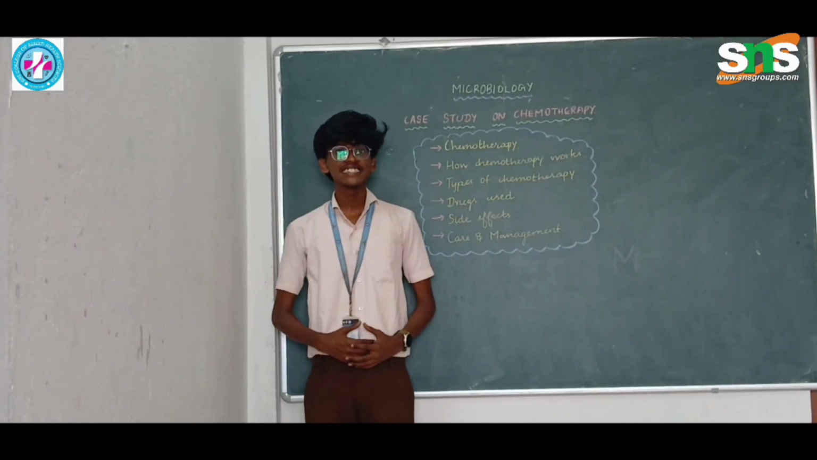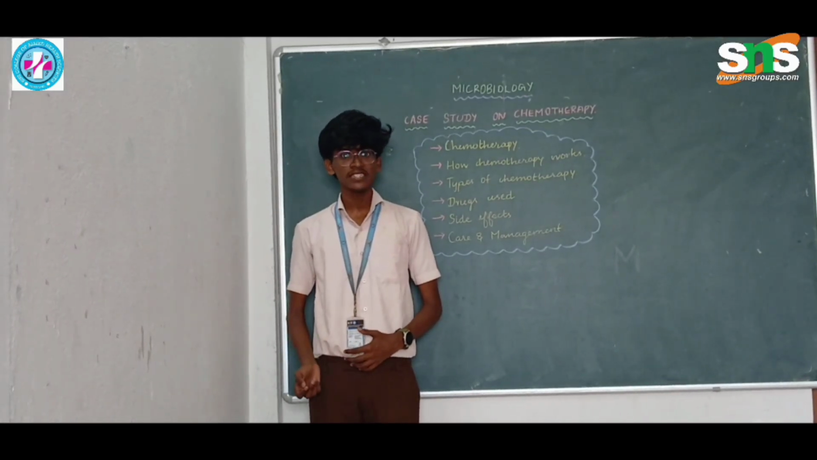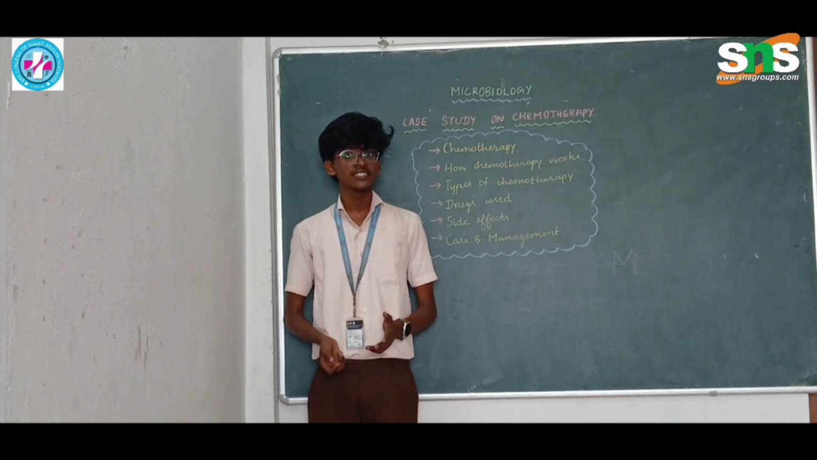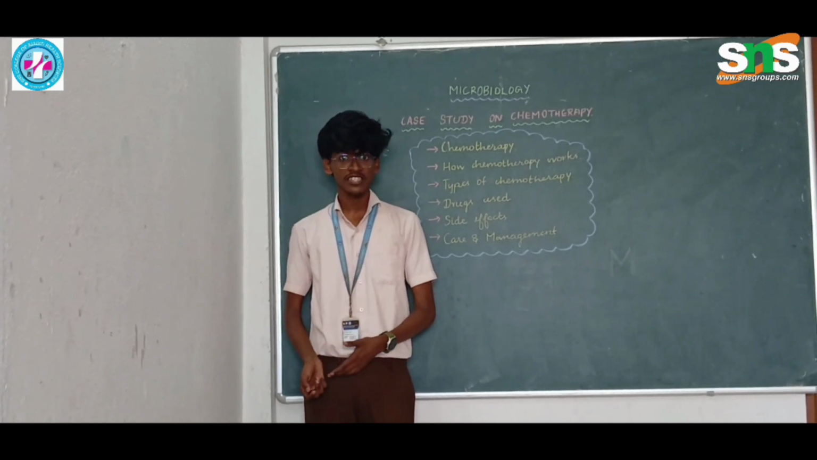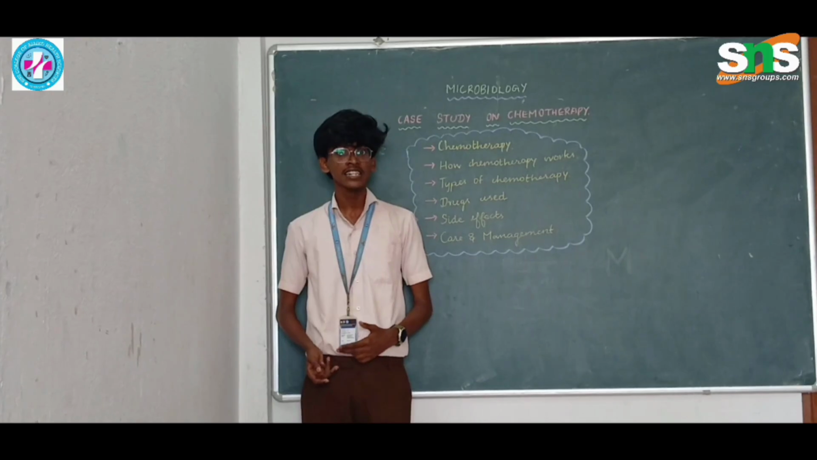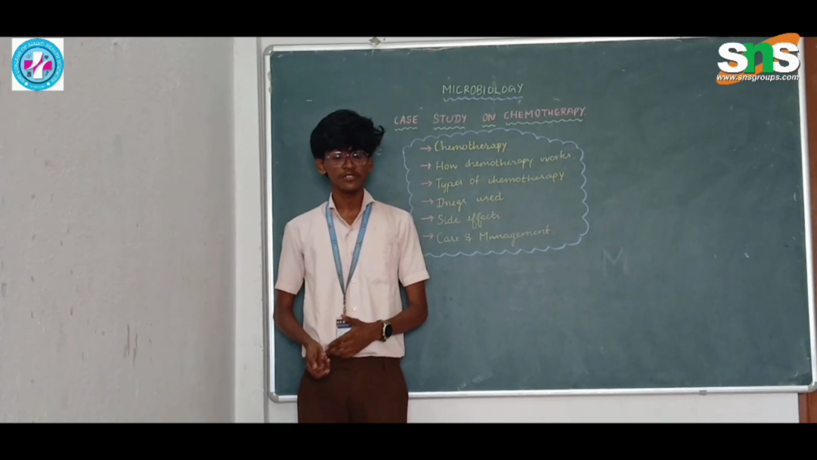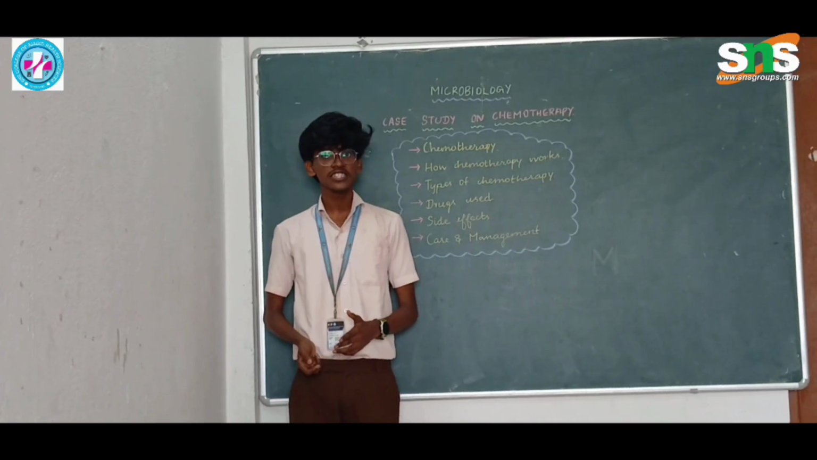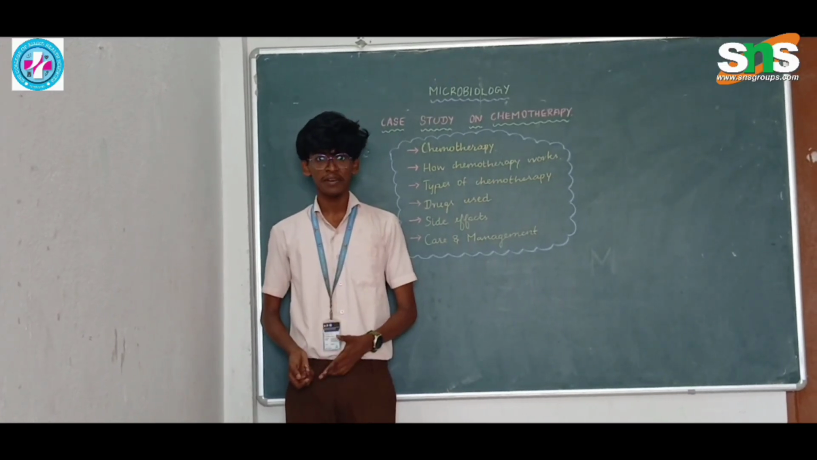Now let us understand the side effects and symptoms seen in the patient. The first one is hair loss, which means alopecia, which is caused by damage of hair follicles. The second one is vomiting and nausea, which occurs because of irritation of the stomach and the brain center. The last one is fatigue, which is due to decrease in the production of blood cells in the bone marrow.